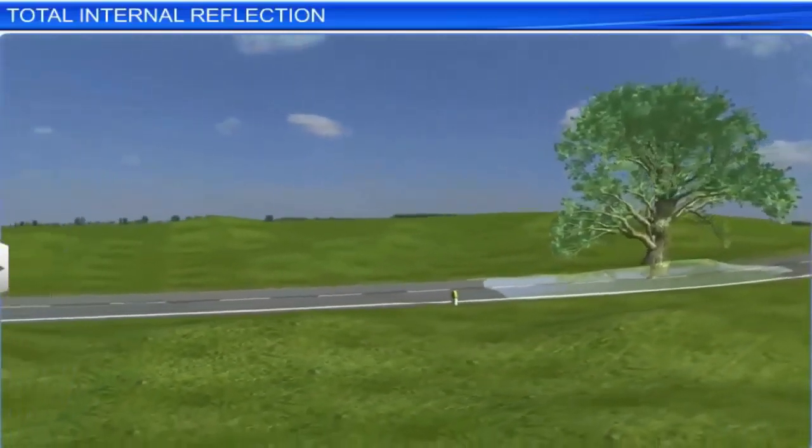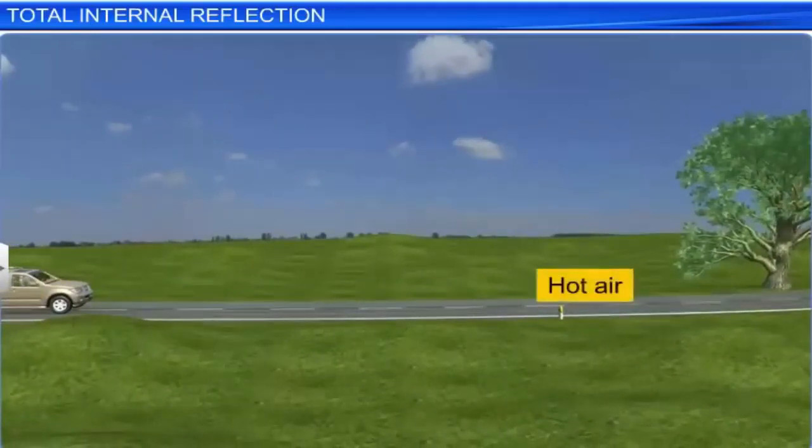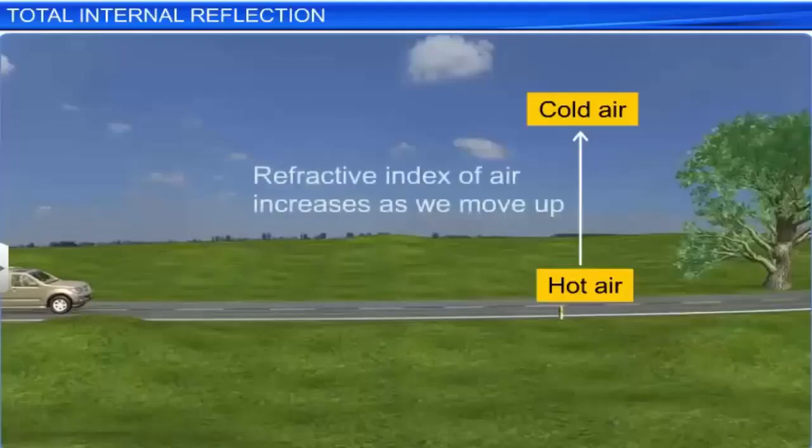During a hot summer day, the layer of air nearest to the surface of the earth is hottest. And as we move up the ground, we come across layers of air with decreasing temperature. As a result, the refractive index of different layers of air increases as we move up. And hence, layers of the hot air near the Earth's surface are optically rarer than the layers of the cold air a little above it.